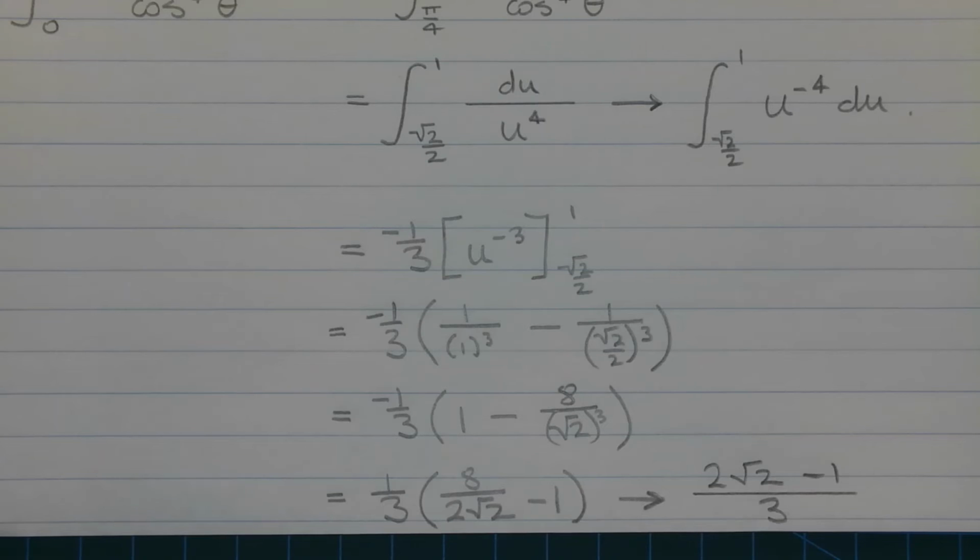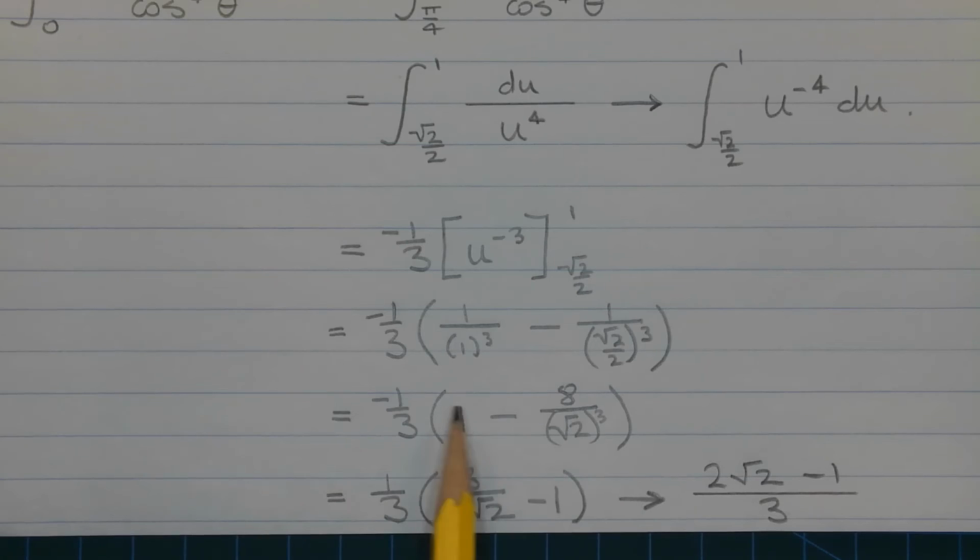Performing the integration, we get negative 1 over 3 times u to the power of negative 3 from u equals root 2 on 2 to u equals 1. Applying the limits of integration, we get negative 1 over 3 times open brackets 1 over 1 to the power of 3 minus 1 over root 2 on 2 in brackets to the power of 3, close brackets. And we can simplify that a little further. We get negative 1 over 3 times 1 minus 8 over root 2 to the power of 3 in brackets.